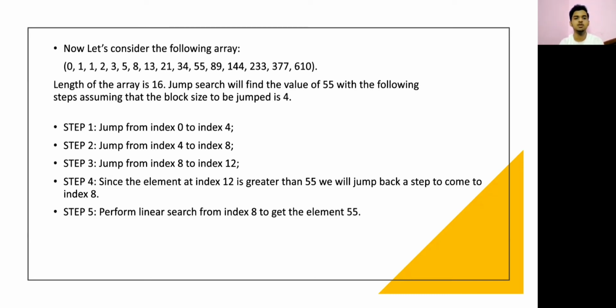Step 1, jump from 0 index to the 4th index. Now it is pointing at number 2. In step 2, jump from 4th index to the 8th index. Now it is pointing at number 13. Step 3, jump from 8th index to the 12th index. Now it is pointing at number 89. Since the element at 12th index, 89, is greater than 55, which is to be searched, we'll jump back a step and come to index 8. Step 5, now we'll perform a linear search from index 8 to get the element 55.